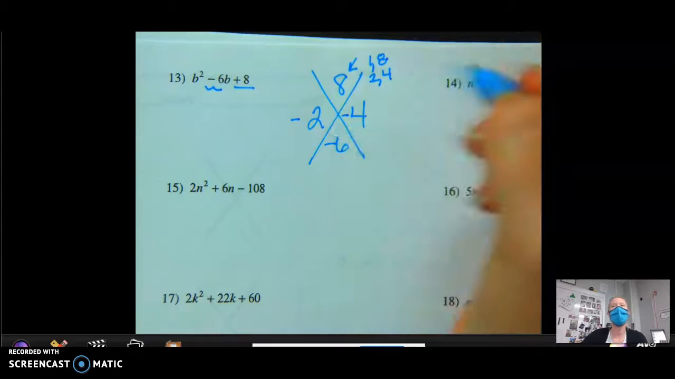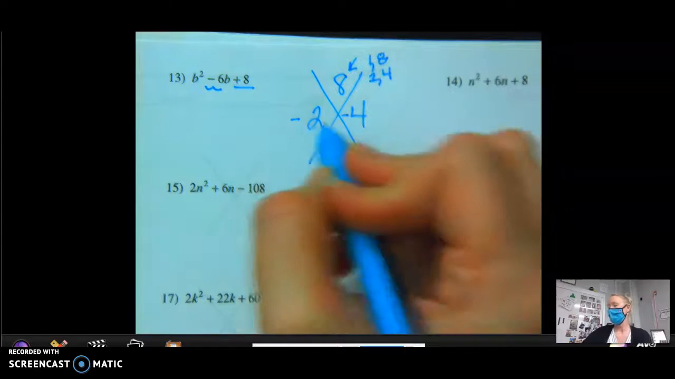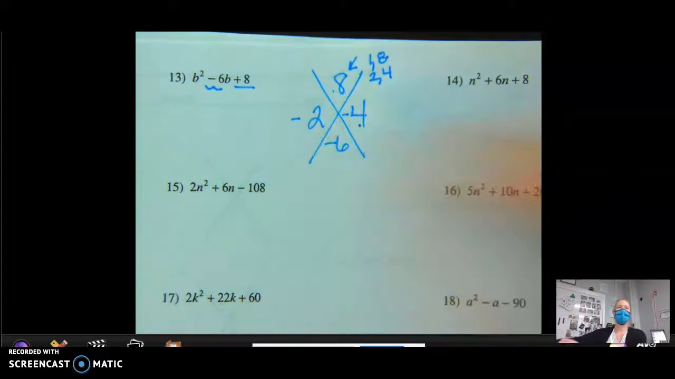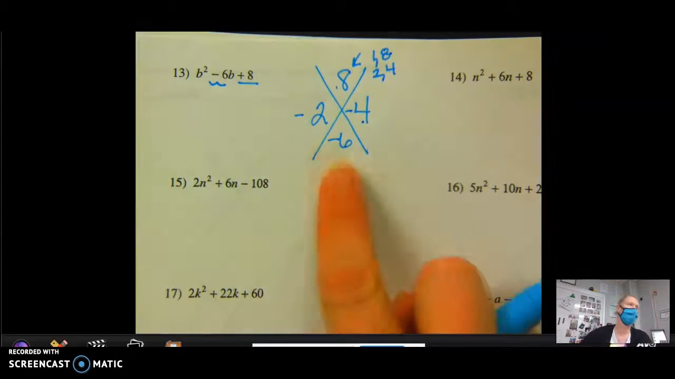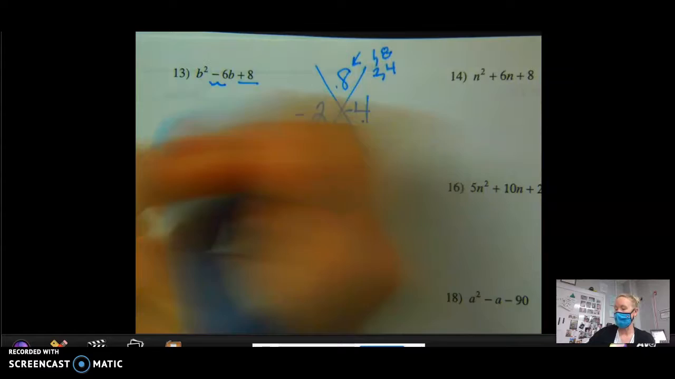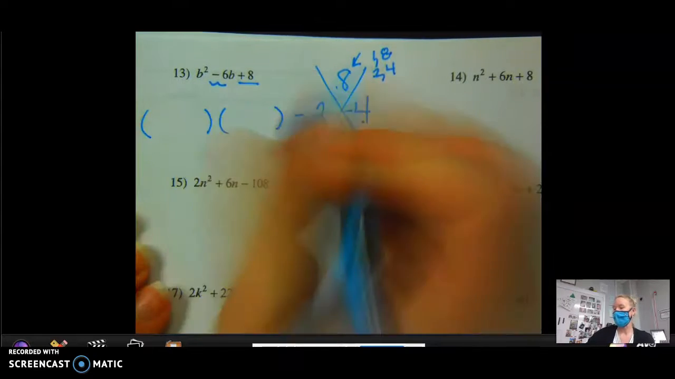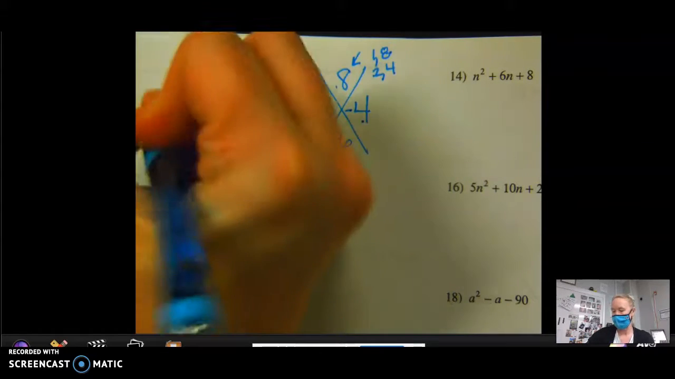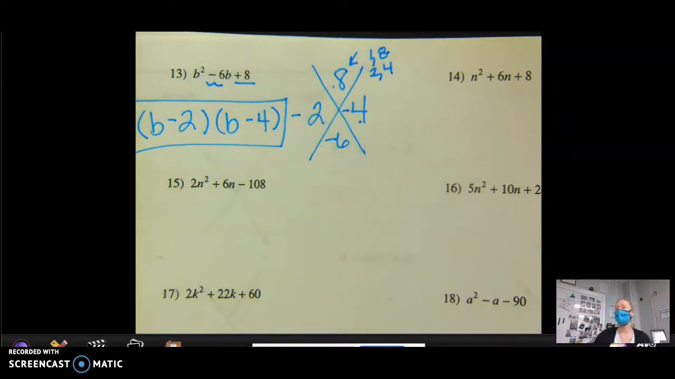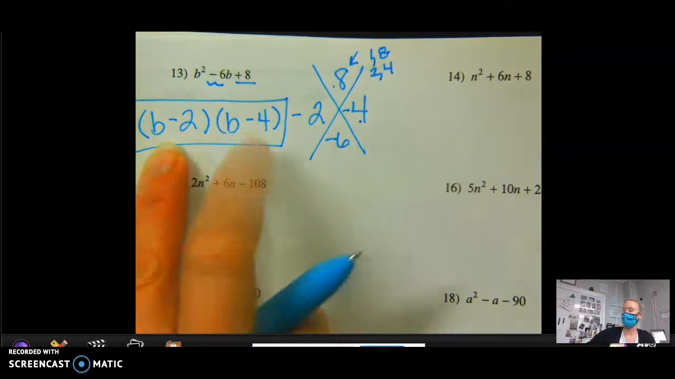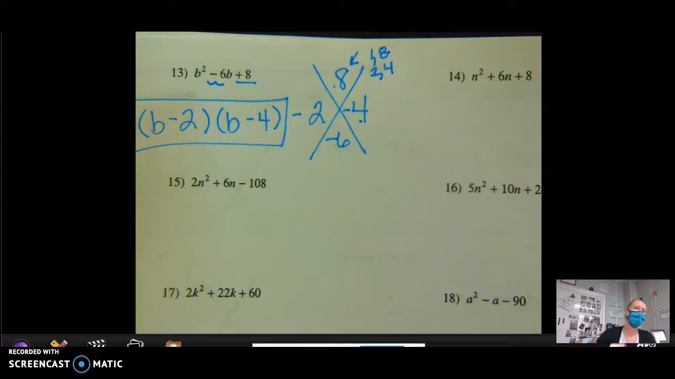So then I'm just going to check myself to make sure that this works. Is it true that -2 times -4 gives us a positive 8? And is it true that -2 plus -4 gives us a -6? So those are my 2 answers. So now I'm going to answer this guy. I'm going to look to see what letter they use, and they used a b, so that goes in the front of both of those parentheses. And then I'm just going to put in what I got for an answer. So b minus 2 and b minus 4. And that is your answer on those. Okay? It is okay for this one to be b minus 4 and this one to be b minus 2. Like I could flip-flop those and that is just fine.